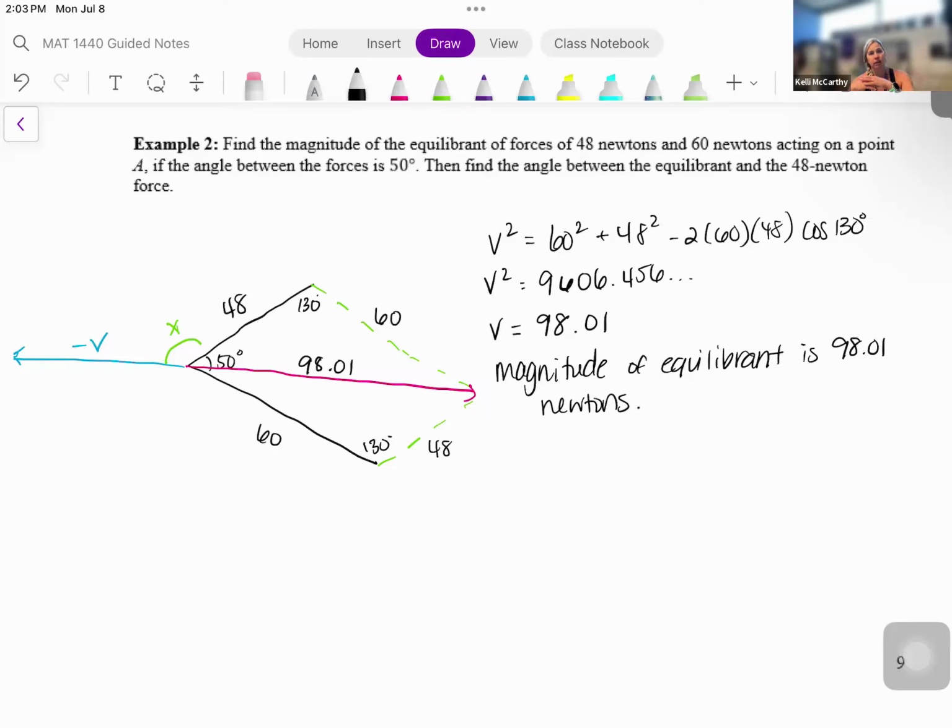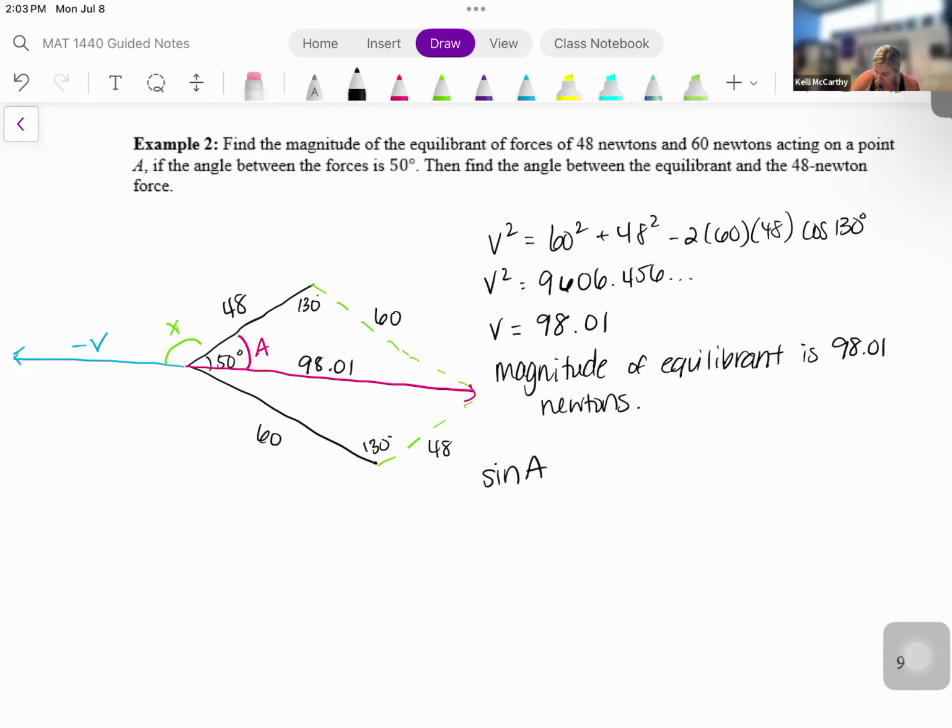And if I look at the angle formed between the resultant and the equilibrant, that makes a straight line, so it's a straight angle. So if I can find the angle between the 48 Newton force and our resultant, then I can use supplementary angles to find the angle we're looking for. So I'm going to call this angle between our 48 Newton force and our resultant angle A. And I'm going to use law of sines to evaluate angle A because I have enough information to do that.